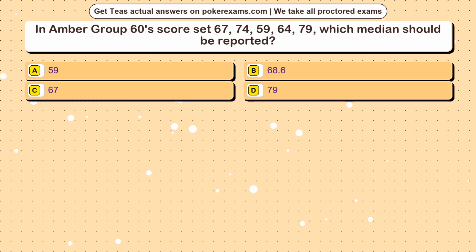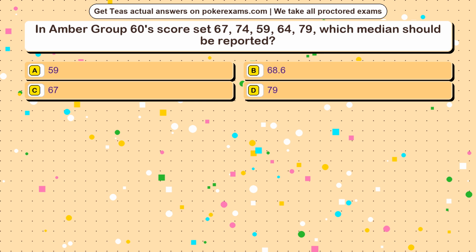Question 12. In Amber Group 60's score set 67, 74, 59, 64, 79, which median should be reported? Option A, 59. Option B, 68.6. Option C, 67. Option D, 79.